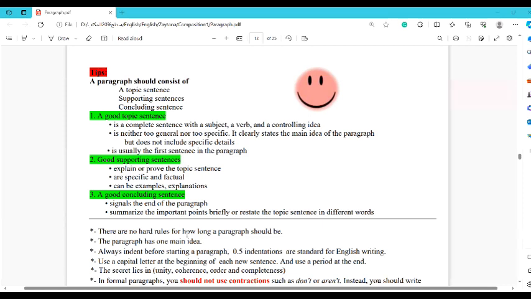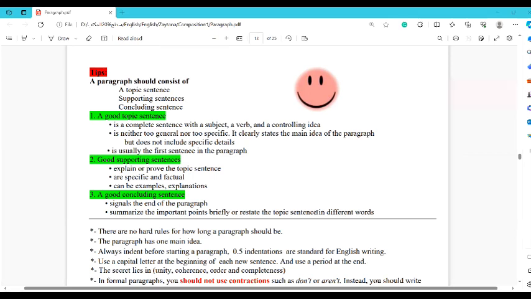Okay, restate, it means to say something, but in a different way. To say the same thing, but in a different way, or in different words. To restate the topic sentence, this is a clever way. This is an intelligent way to write a good concluding sentence: to restate the topic sentence, but in different words. You can rewrite the topic sentence in a different way or in different words. Okay, this is technique number two.